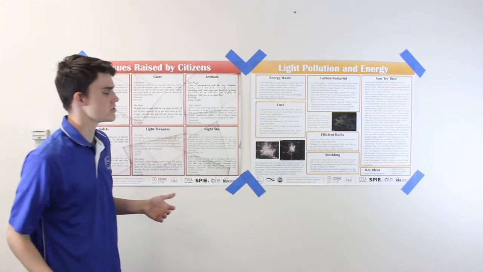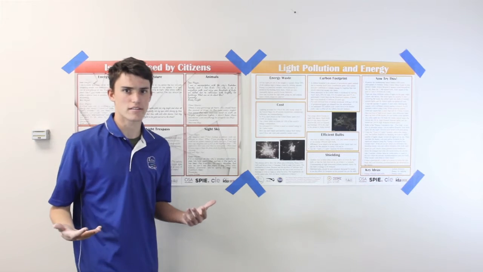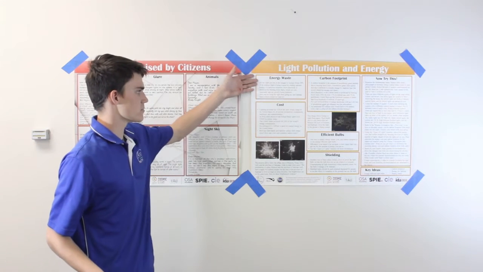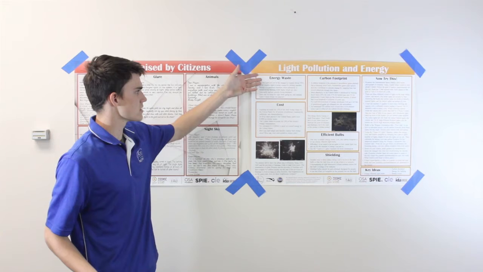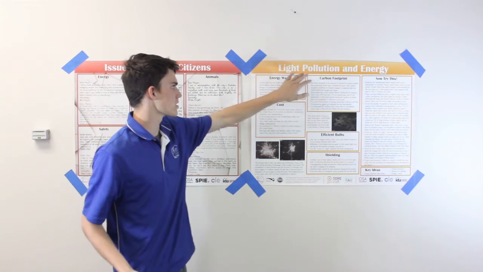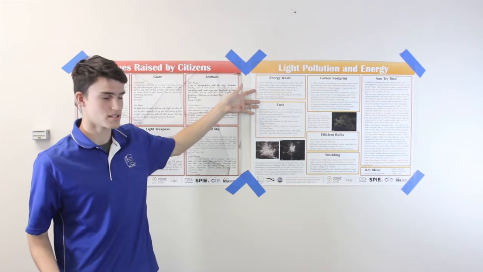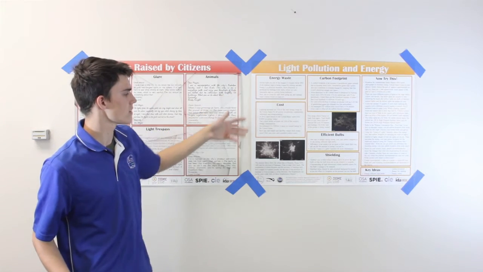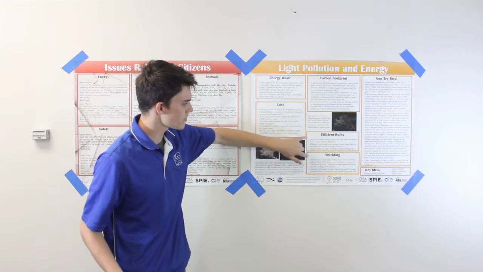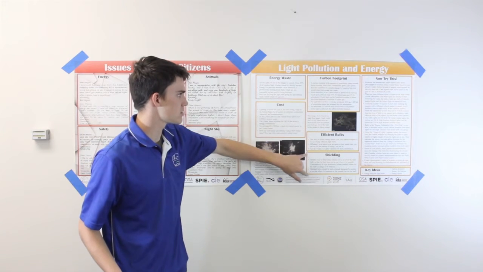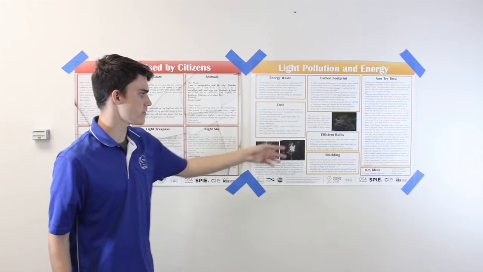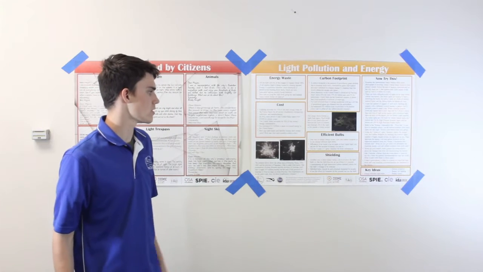The students will start here by looking at the energy issues presented to the mayor. To understand these issues, the students need background on the energy. That's what this poster is for. This gives 3 different things on energy waste, cost, and carbon footprint, which are the problems presented by energy and light pollution. Down here are 2 different ways that these problems can be solved, through efficient bulbs and shielding.